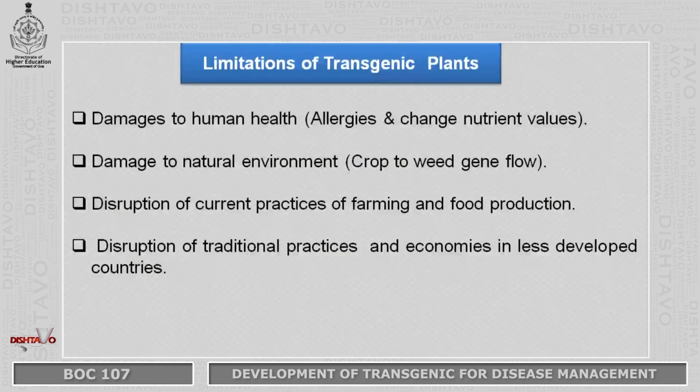Coming to limitations of transgenic plants: damage to human health, and certain individuals face allergies and a change of nutrient values. Then damage to the natural environment, that is crop to weed gene flow. Now here there is one disadvantage wherein, if you don't track a transgenic crop, there are chances that due to natural flow the gene might go into the weed, which might become a nuisance later on. Next, disruption of current practices of farming and food production. Next, disruption of traditional practices in less developed countries.